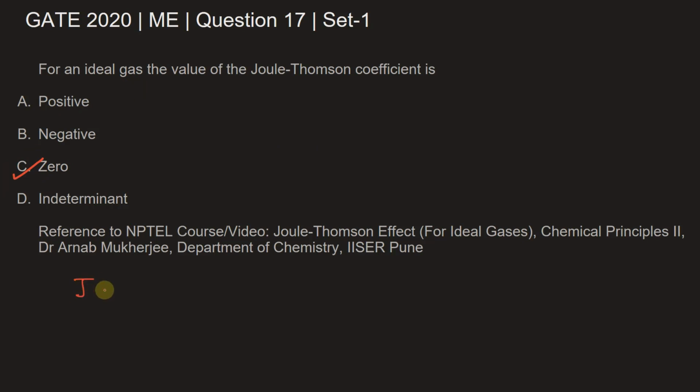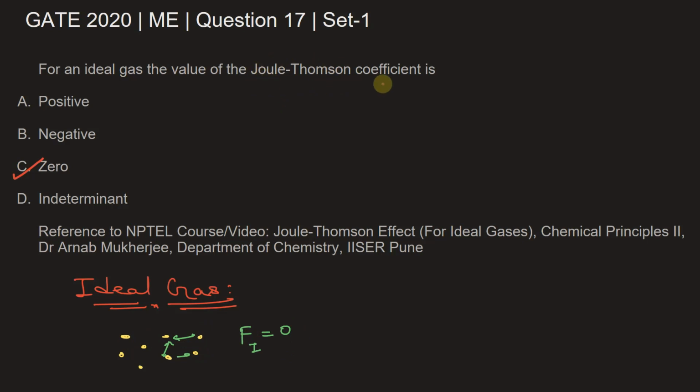Now for an ideal gas, the intermolecular force, like suppose these are the gas molecules. Suppose these are the gas molecules. So the intermolecular forces between these molecules are 0. Okay, so force is 0. Intermolecular force is 0. So the collision between the molecules are perfectly elastic. And so the ideal gas do not show any cooling or heating effect because the intermolecular force is 0.